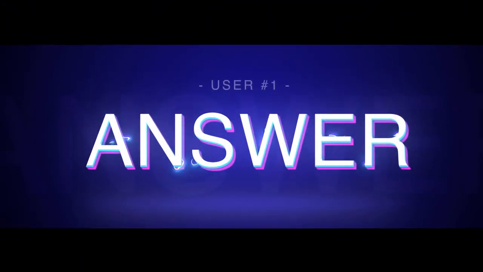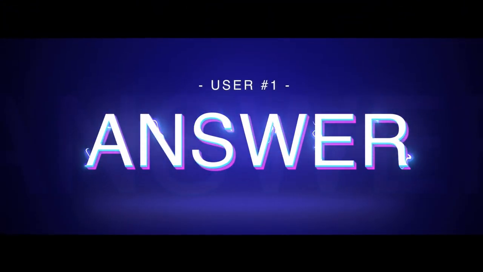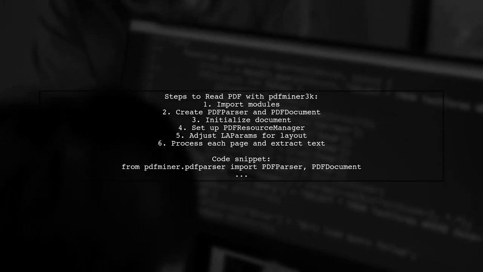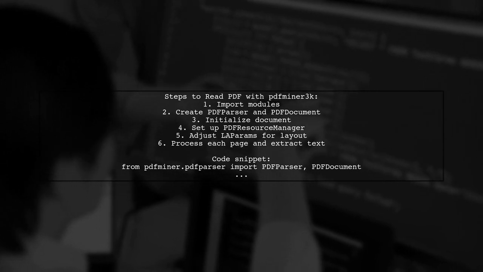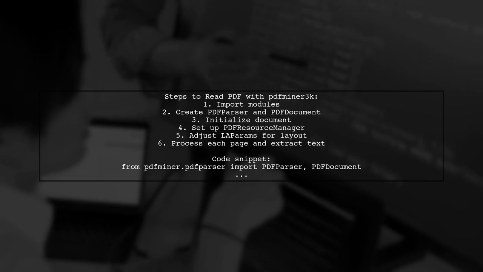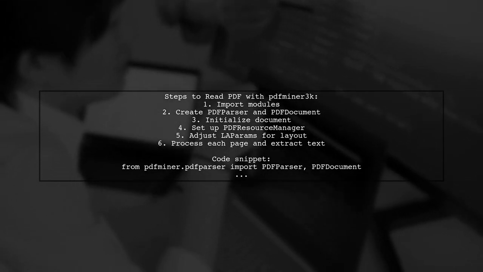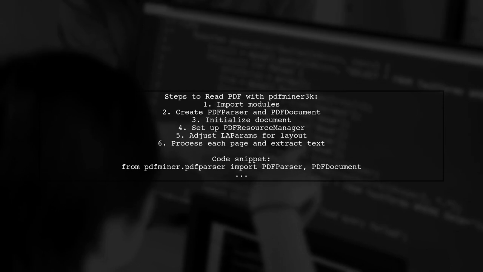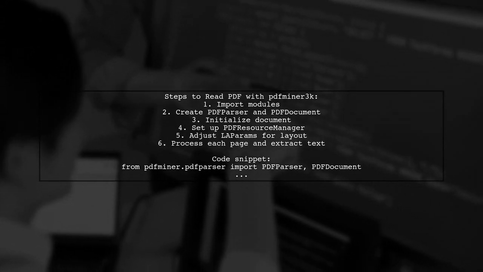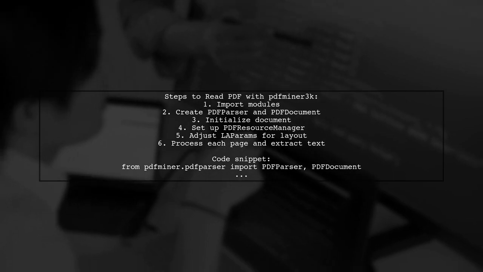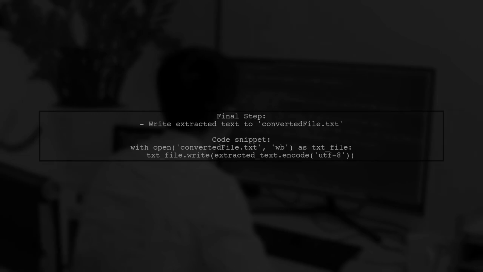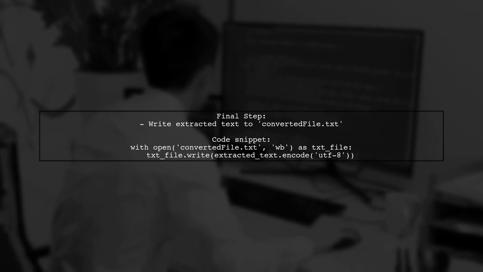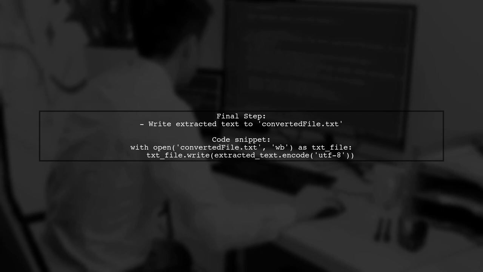Let's now look at a user-suggested answer. To read a PDF file using pdfminer3k in Python, start by importing necessary modules. Create a PDF parser and document, then initialize the document. Set up a resource manager and adjust layout parameters to minimize white spaces. Use a page interpreter to process each page and extract text. Finally, write the extracted text to a new text file. This method is effective for converting PDF content into a readable format.